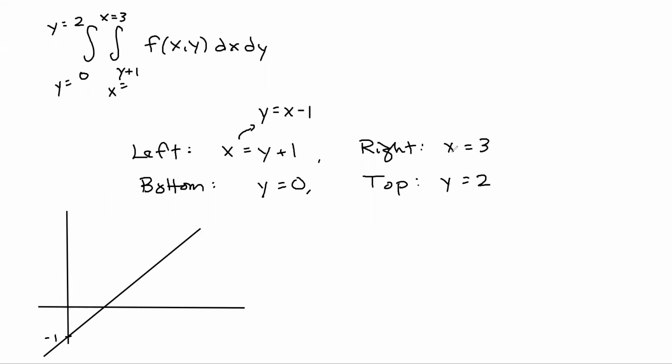And so then next we have the right side of the object defined by x equals 3. So let's just pick a spot over here, say that's 3. Then we draw a vertical line that goes right through the 3. This is x equals 3. Okay, and then the bottom is at y equals 0, and the top is at y equals 2.